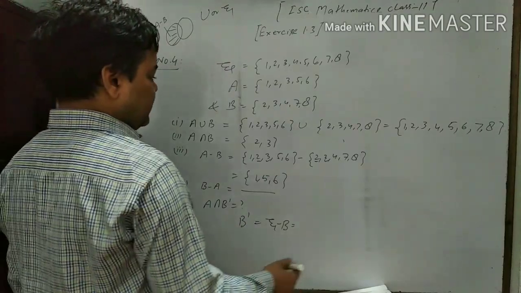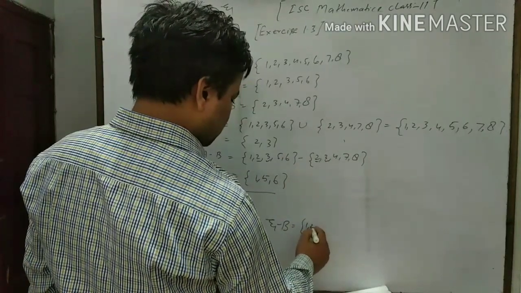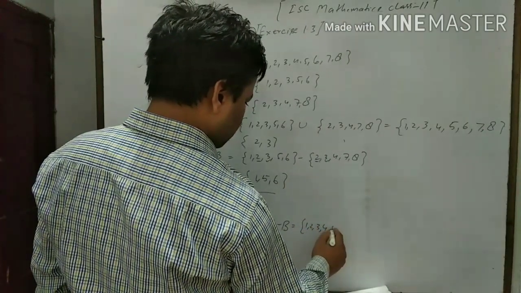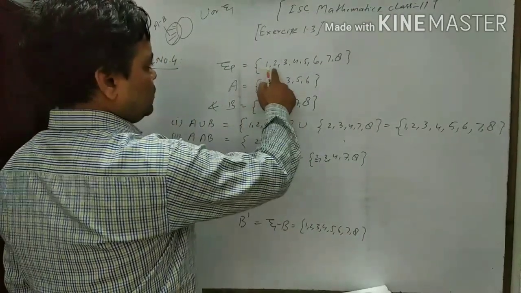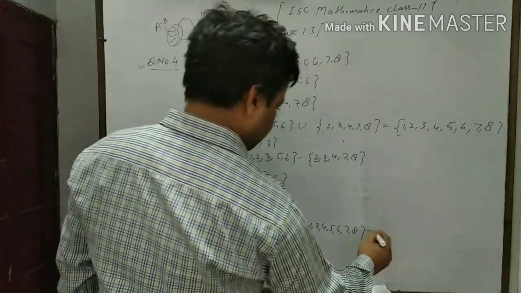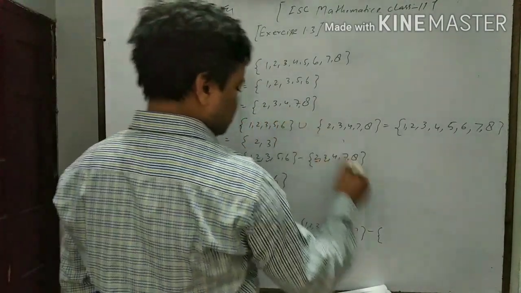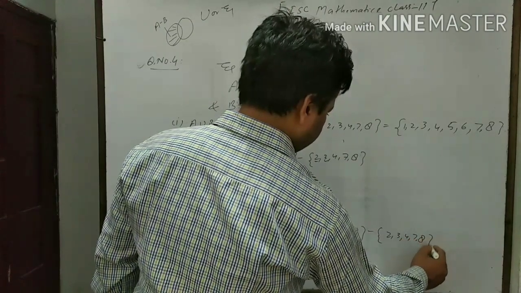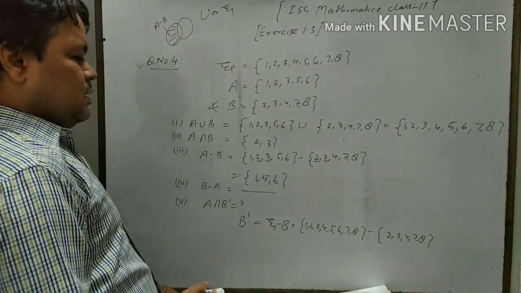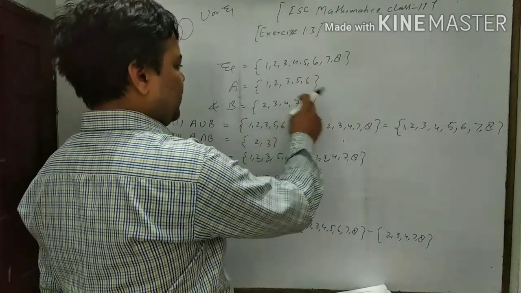So here write 1, 2, 3, 4, 5, 6, 7, 8. Universal set 1, 2, 3, 4, 5, 6, 7, 8 minus set B, which is 2, 3, 4, 7, 8.